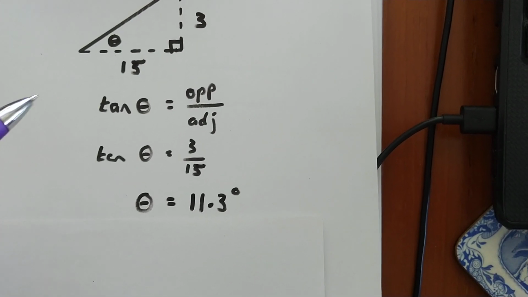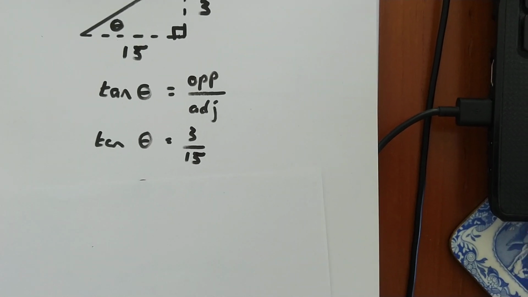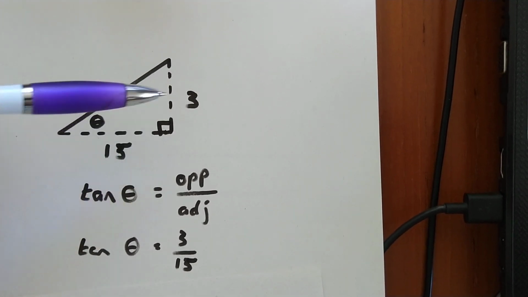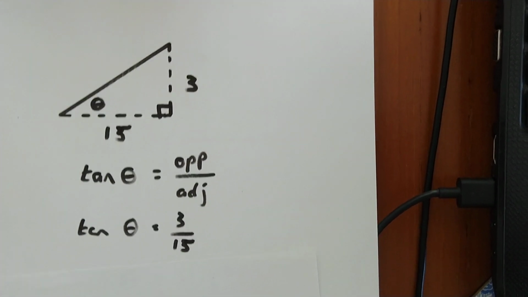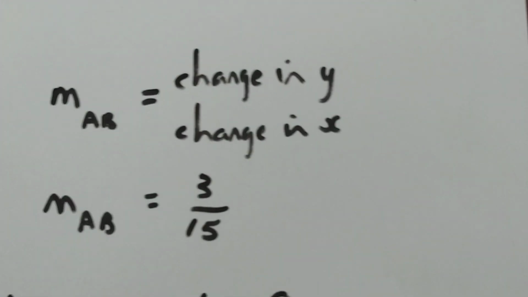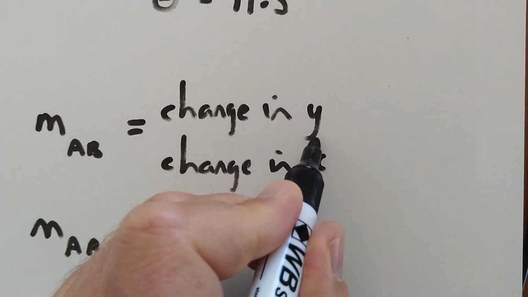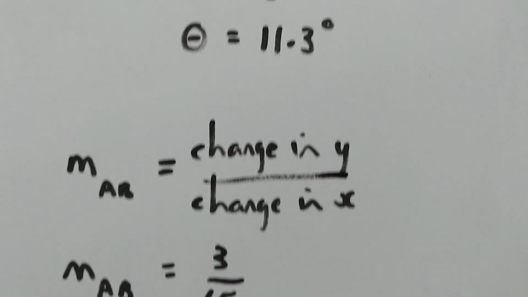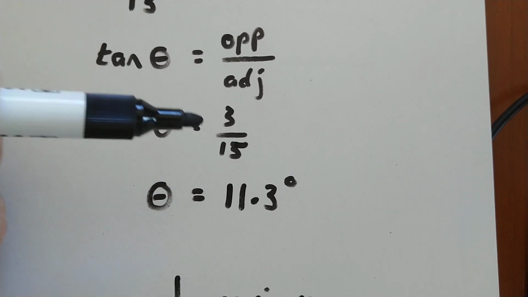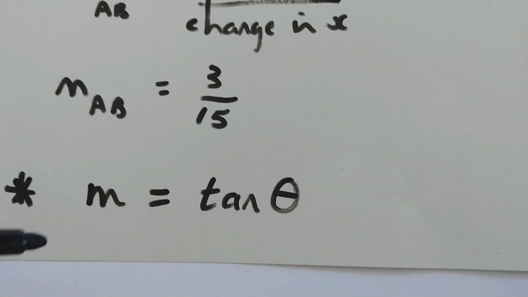However, if I had said not work out the angle theta, but work out the gradient of this line, of this slope, you'd say, well, gradient of the slope, change in y, that's this side here, over change in x, that's this side here. Oh, that's easy as well. Gradient, 3 over 15. Change in y was 3, change in x is 15, 3 over 15. Oh, but that's the same as we had here. Tan theta is 3 over 15 because it's opposite over adjacent. So that means if they're the same thing, gradient is tan theta.